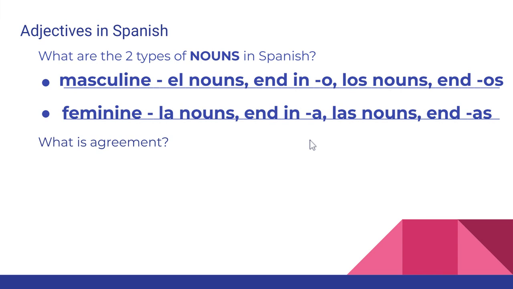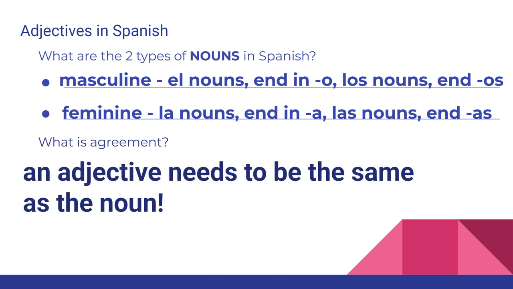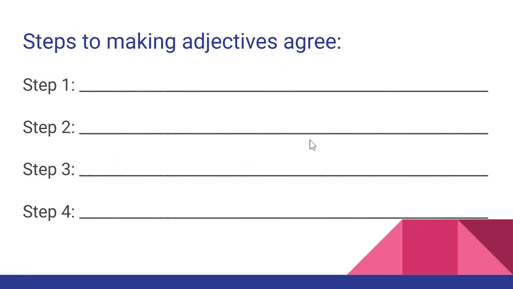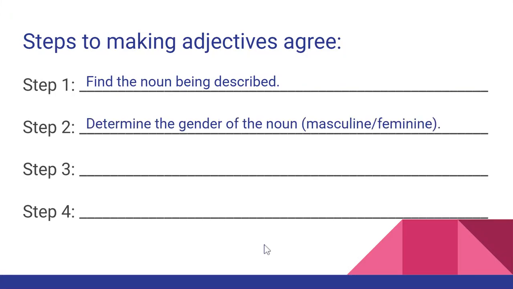So what does it mean to make your adjectives agree? In Spanish, an adjective needs to be the same as the noun. If we have a masculine noun, we need a masculine adjective, and the same with feminine. If we have a feminine noun, we need a feminine adjective. The first thing you need to do is find the noun being described. Is it the subject? Are you talking about a blue dog? You want to find the noun that your adjective is describing.